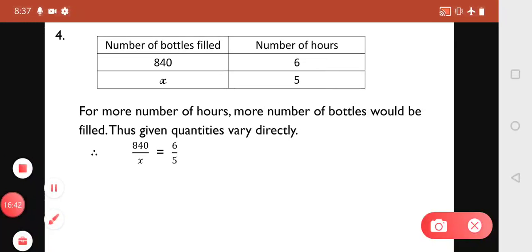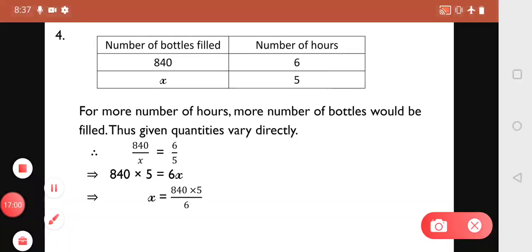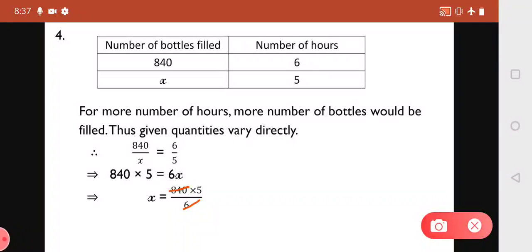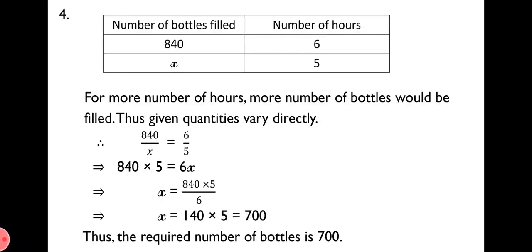Now again doing the cross multiplication, 5 will go to the left-hand side and x to the right-hand side. So we get 840 into 5 equals 6x, which implies that x equals 840 multiplied by 5 upon 6. Reducing, 6 and 840 will cancel: 6 14s are 84 and 0 as it is, so we get x equal to 140 multiplied by 5, that is equal to 700. Thus the required number of bottles is 700, meaning in 5 hours it can fill 700 bottles.